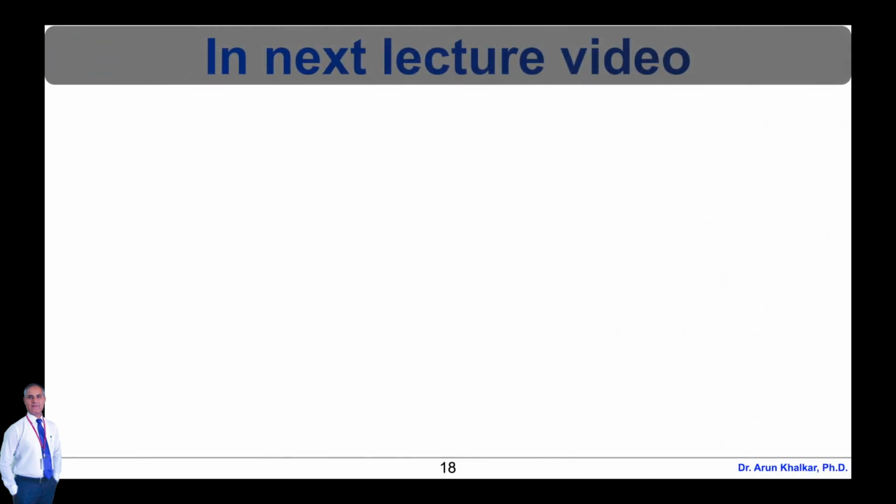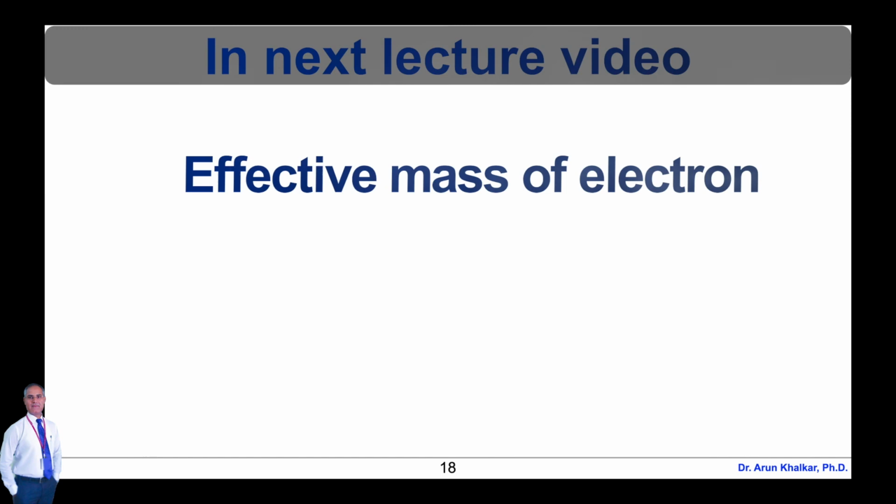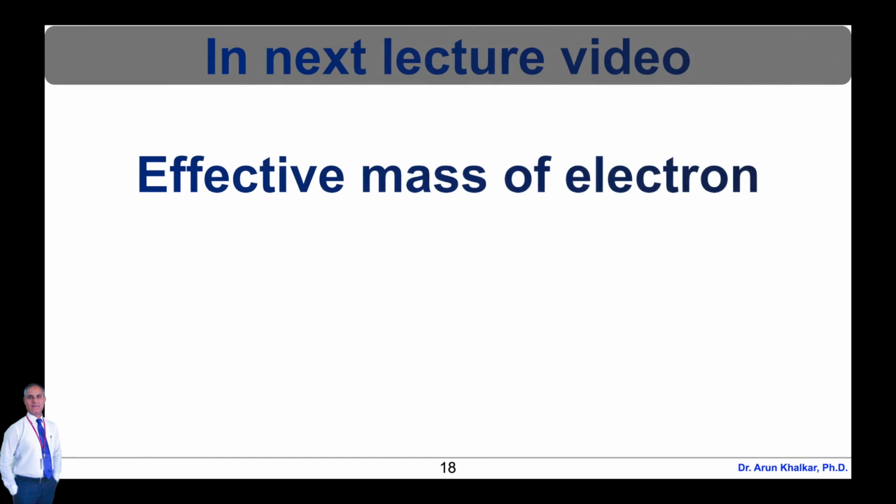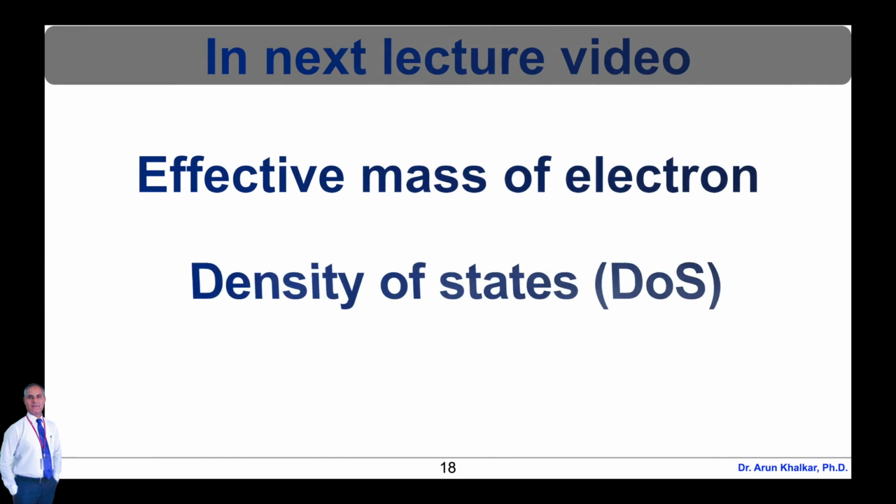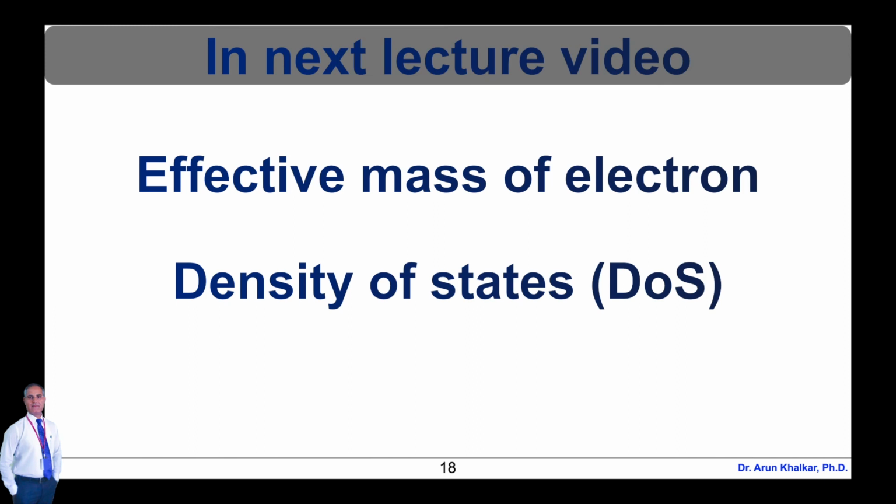This is all about the band theory of solids and the classification of solids based on electrical conductivity and resistivity. Also, we have seen the classification of the semiconducting material, that is intrinsic semiconducting materials and extrinsic semiconducting materials. In my next lecture video, I will discuss effective mass of electron and density of states.